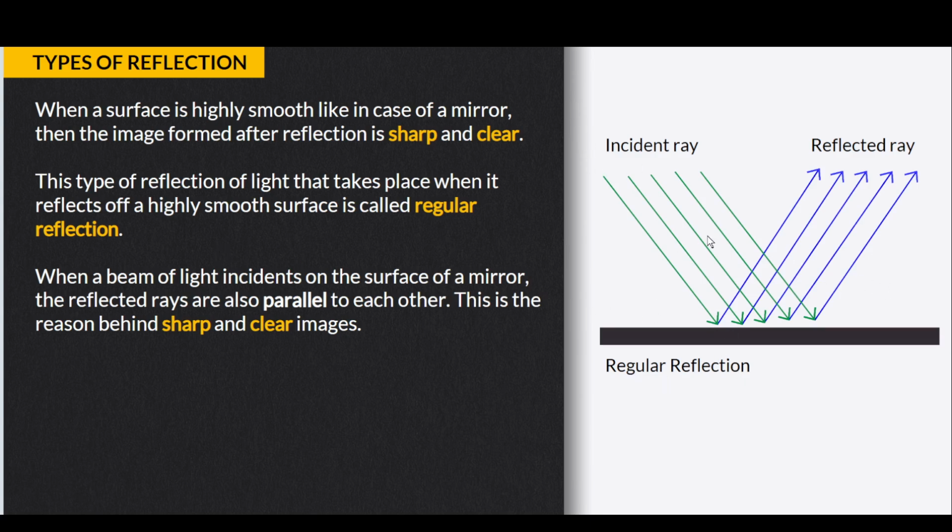So when a beam of light is incident on the surface of a mirror, the reflected rays are also parallel to each other. You can see, right? All the reflected rays are parallel to each other, and this creates a very clear and sharp image, like in the case of a mirror. This is called regular reflection.